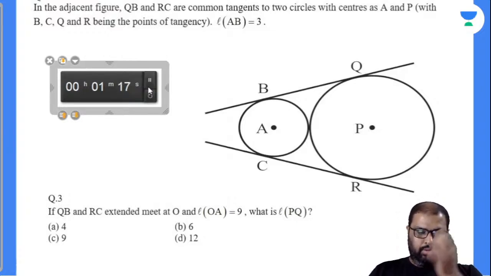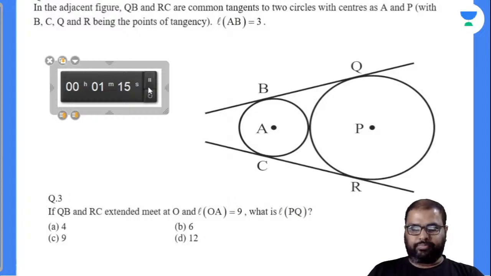One minute more. Seconds more. Any answer for this?